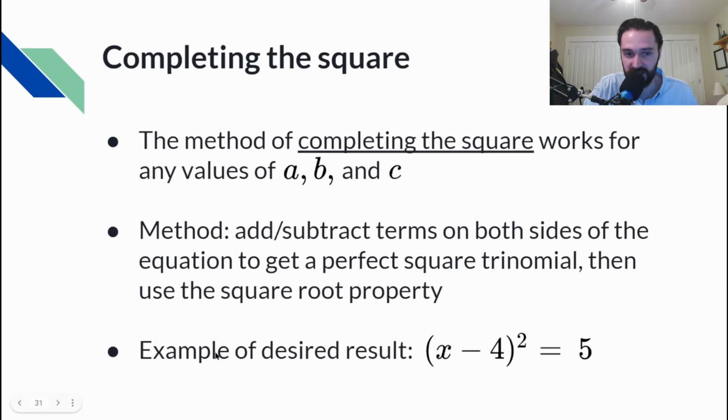So this is an example of a desired result. This is the factorization of a perfect square trinomial. The goal is to create one of those. We're going to create a perfect square trinomial.